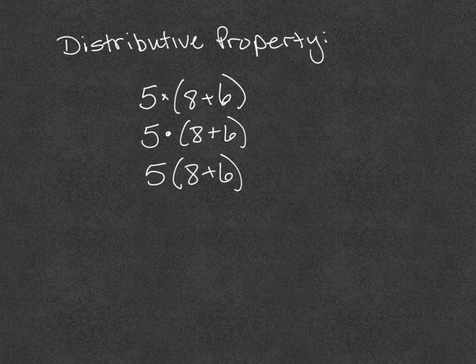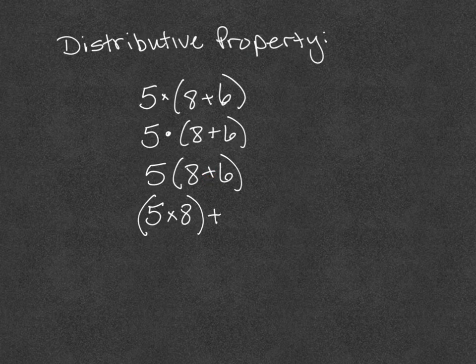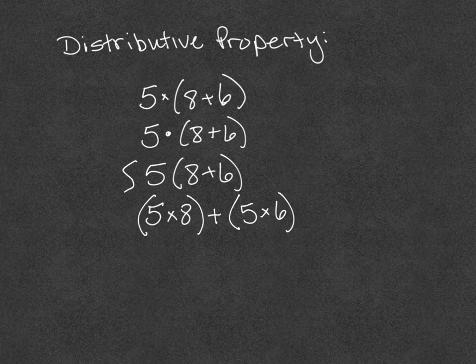This is 5 times everything that's inside of these parentheses. So I can rewrite this as 5 times 8, and also add it together with the other part that's in the parentheses, this 5 times 6. And then I could calculate that if I had the information and get the same answer. These two calculated will give me the same answer.